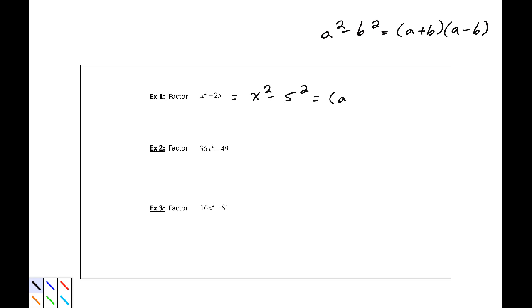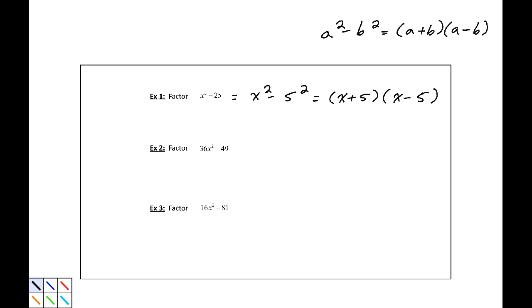So I'm going to write in the corner a squared minus b squared, because this is the form we want to look for. A squared minus b squared will factor as a plus b in parentheses and then a minus b in parentheses. So example 1, factor x squared minus 25. Well, I'm going to rewrite this as x squared minus 5 squared. So in this case, my a is x and my b is 5. So I can factor this as a plus b, well, that would be x plus 5 in parentheses, and then x minus 5 in parentheses.